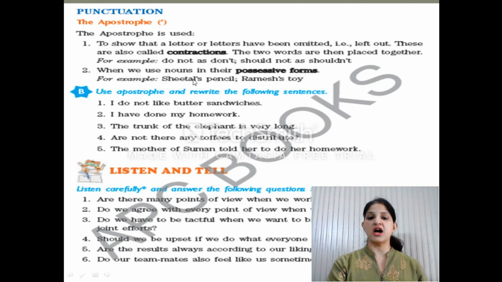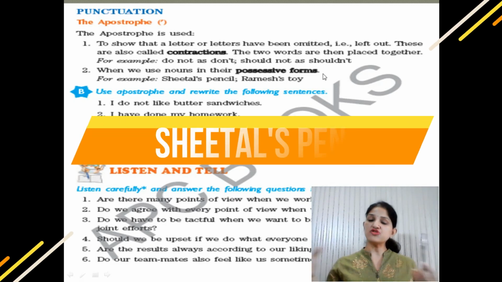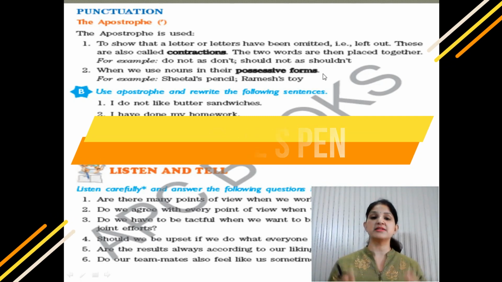Now, where do we use the second apostrophe? When we use nouns in their possessive forms. Possessive form means when it tells that certain things belong to that particular person. This means that I don't have to say a long sentence like this pen belongs to Sheetal. So I have shortened it by saying Sheetal's pen. So contraction and possessive forms are basically used to shorten the sentences and to minimize the time.